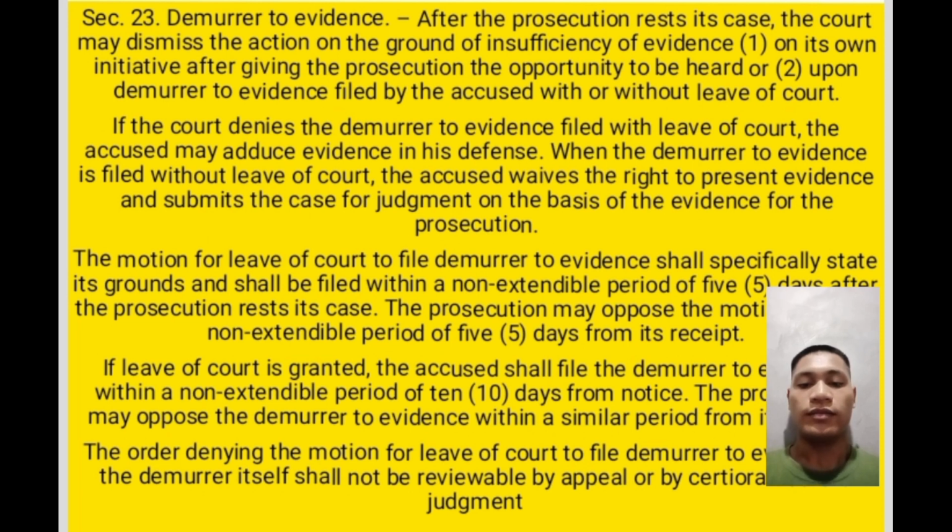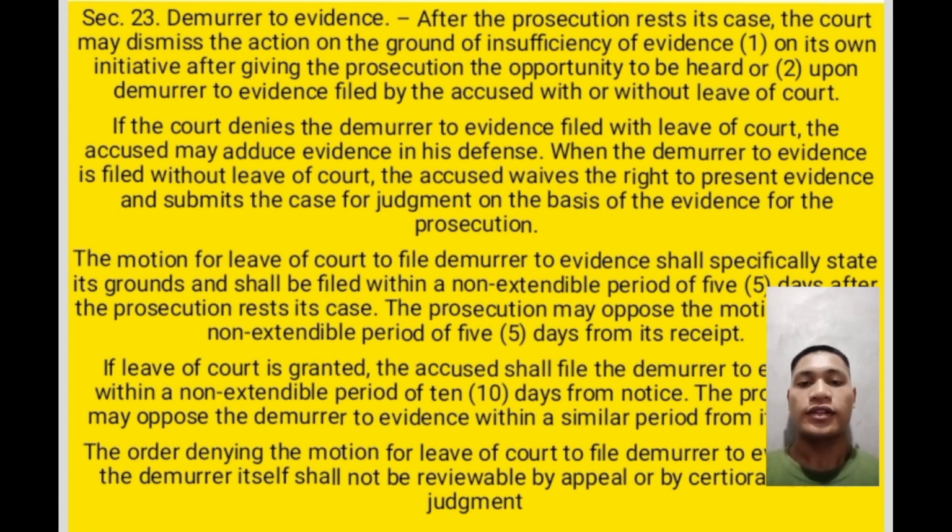The order denying the motion for leave of court to file demurrer to evidence or the demurrer itself shall not be reviewable by appeal or by certiorari before judgment. Explanation. A demurrer to evidence is a legal motion made by the accused after the prosecution has presented its case, claiming that the evidence presented by the prosecution is insufficient to prove the accused's guilt beyond a reasonable doubt.